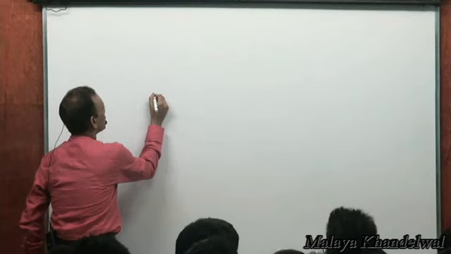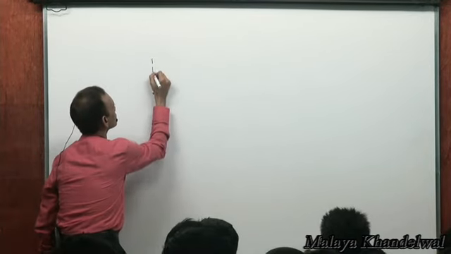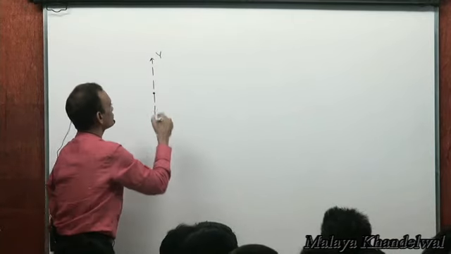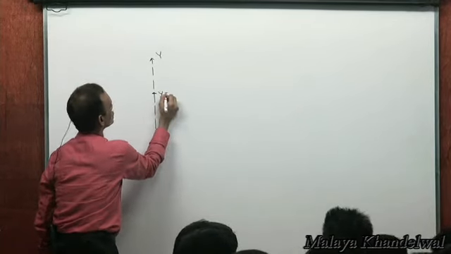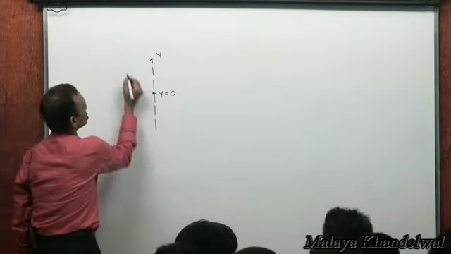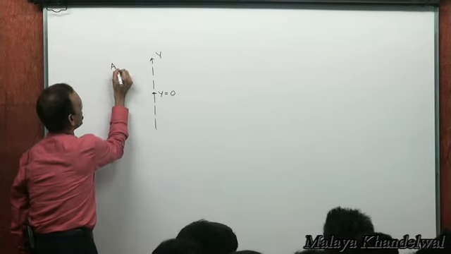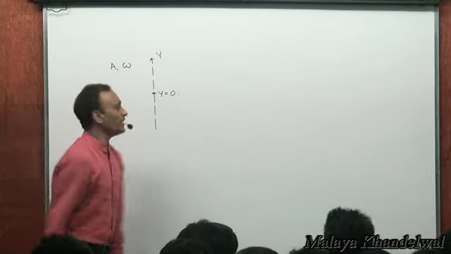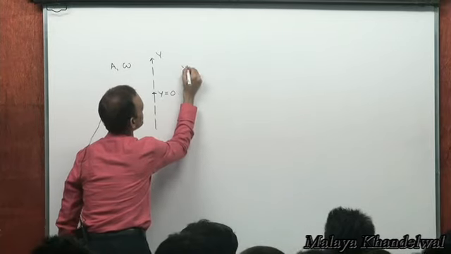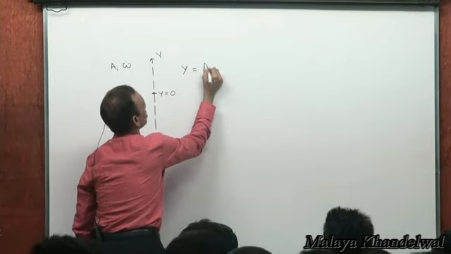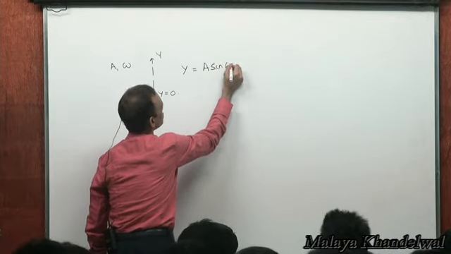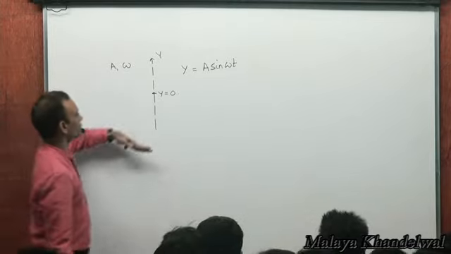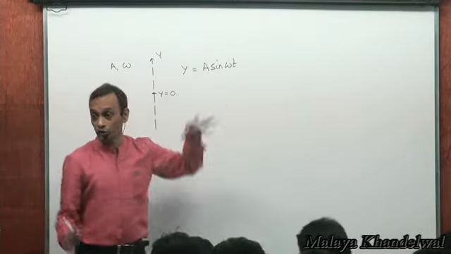See, if there is a particle that's executing simple harmonic motion, let's say this is the y direction, this is the mean position, say y equal to 0, and it executes simple harmonic motion with amplitude A in the y direction and with angular frequency omega, then the displacement of this particle would be A sine omega t, right? This is what we learned in basic oscillations. A is the amplitude of motion, omega is the angular frequency.